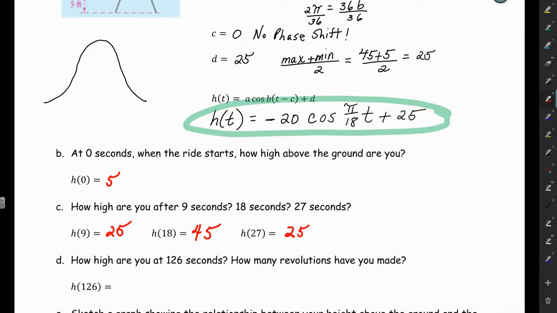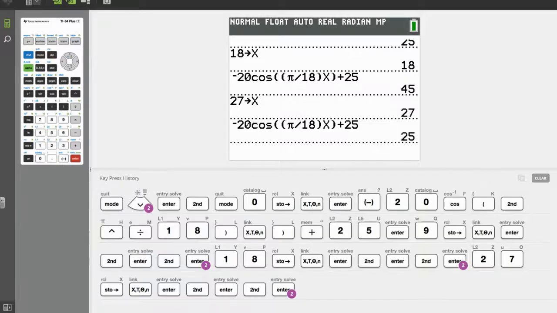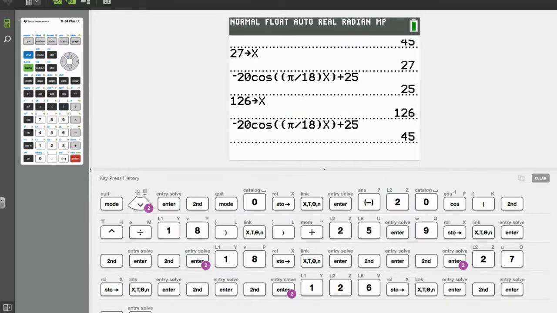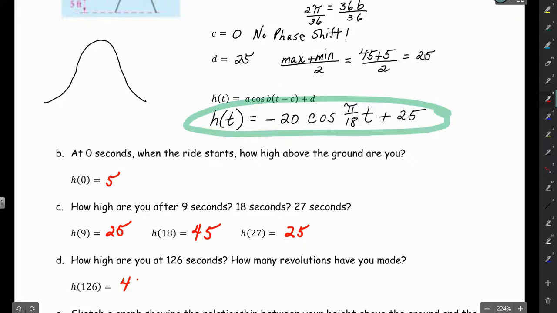How high are you at 126 seconds? And how many revolutions have you made at that point? So again, we'll go back to the calculator and we'll put in 126, store into x, second, enter, and I get 45. How many revolutions have you made?